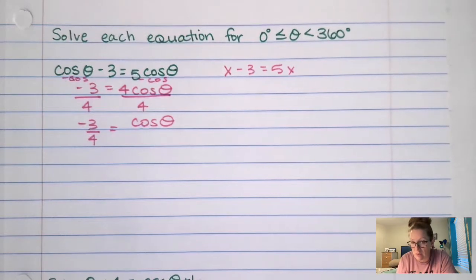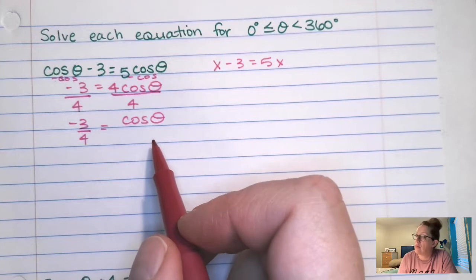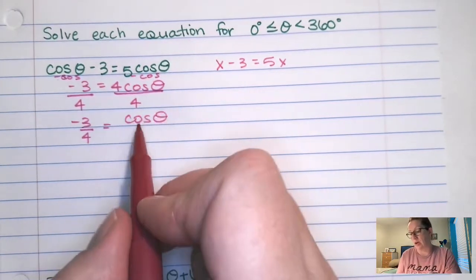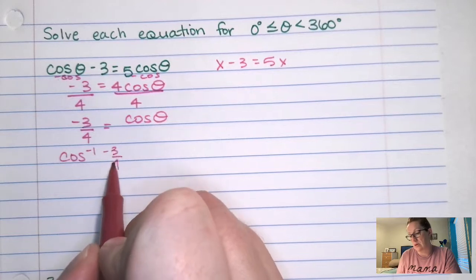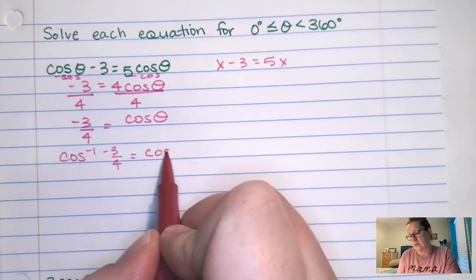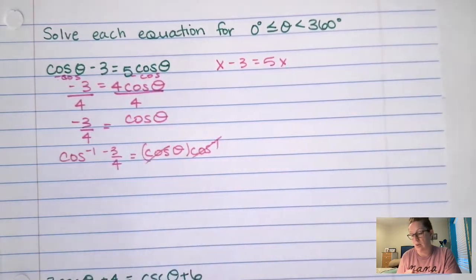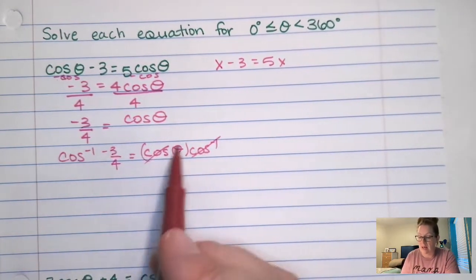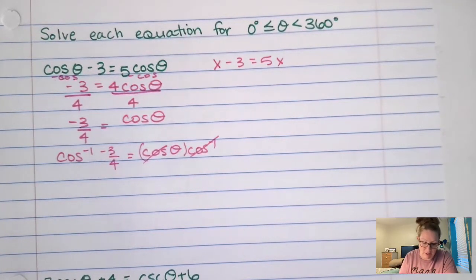There's no triangles with 3/4, right? So we need to go ahead and do inverse trigonometry. So we're going to go ahead and cos inverse both of those sides. So these guys go away, right? So now we're left with theta is cos inverse of negative 3/4. I know negative 3/4 is negative 0.75, so I can do that part on my calculator.